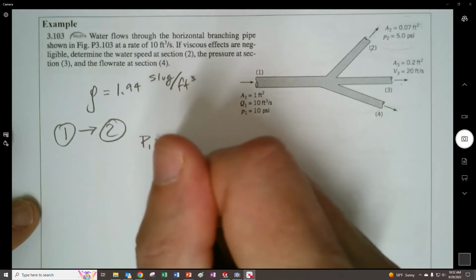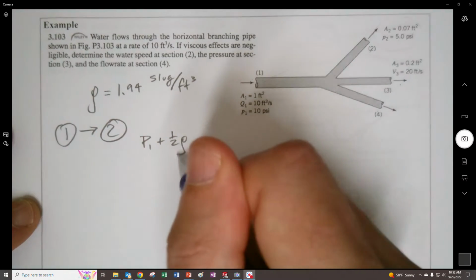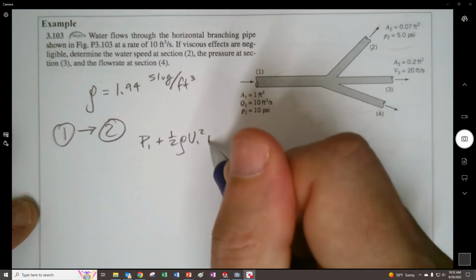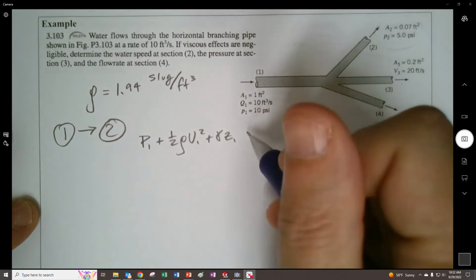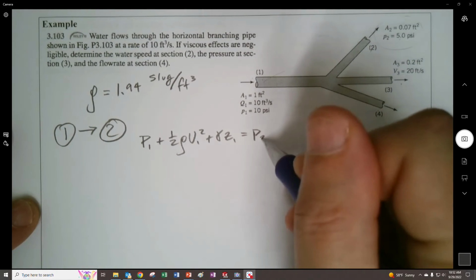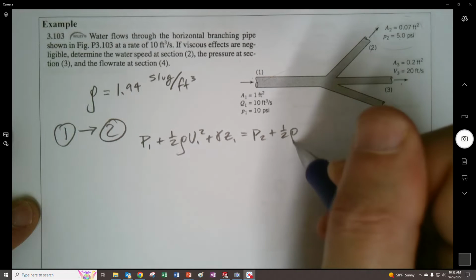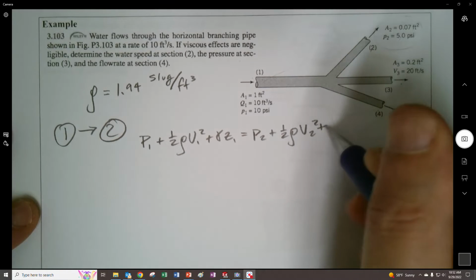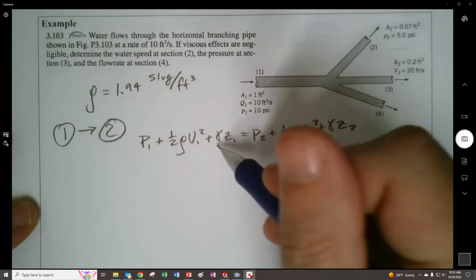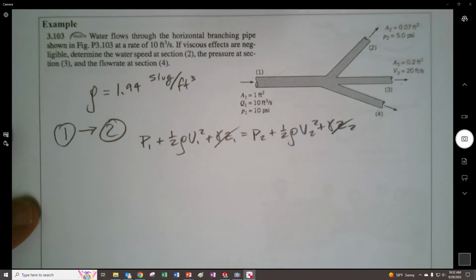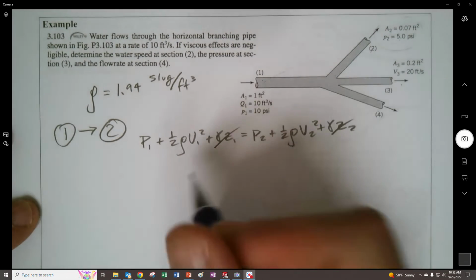So we go P1 plus 1/2 rho V1 squared plus gamma Z1, which we already know we're not going to need, but we're going to write it anyway, plus 1/2 rho V2 squared plus gamma Z2. And we can cross these guys out already. And P1 is given to us.